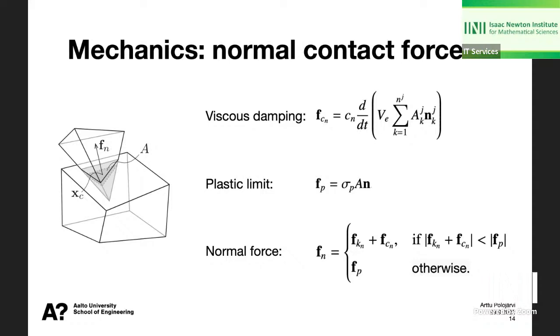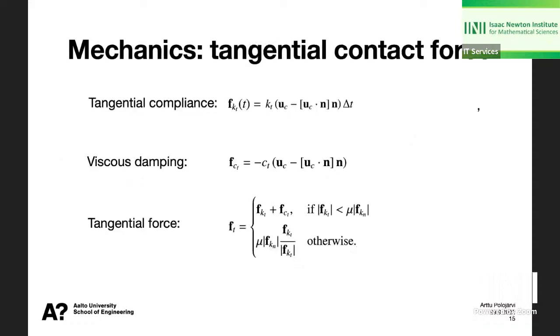So basically, what I do in every contact is that I define a contact area, and then I'm able to say that, okay, that contact has a maximum stress that it can transmit, and that limits the maximum force that the contact can then transmit. And then the normal force is just a sum of these different kinds of components.